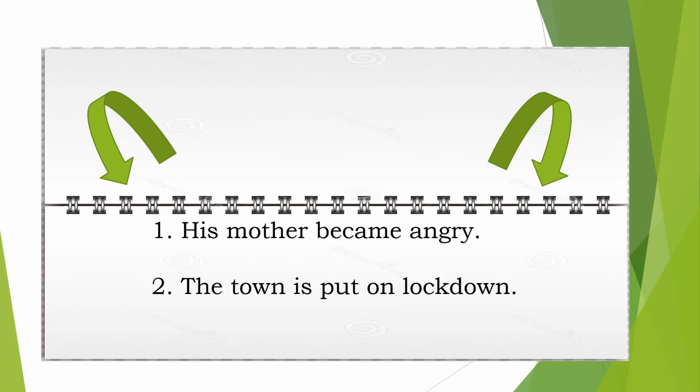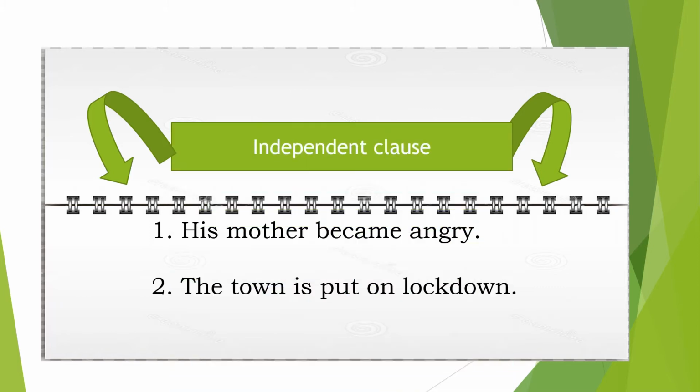How about these sentences? His mother became angry. The town is put on lockdown. Do they have a complete meaning? Can they stand as a sentence on their own even without the causes added on them? If your answer is yes, then you are right. And what do we call them? We call them independent clause, or we can also call them effects.